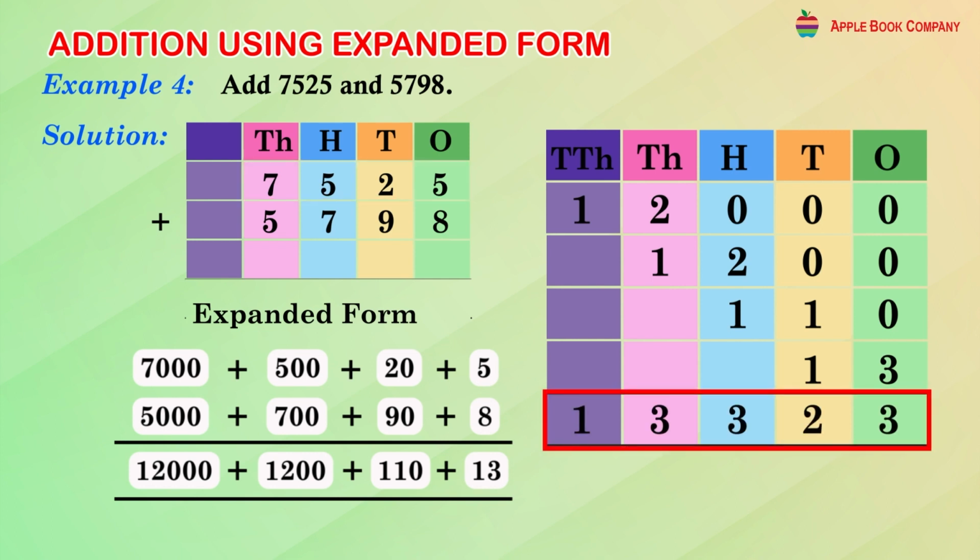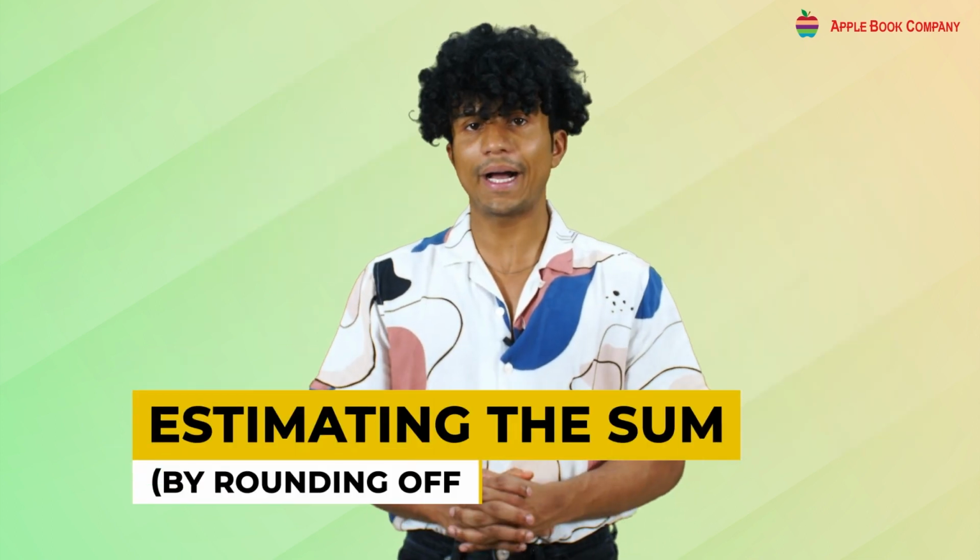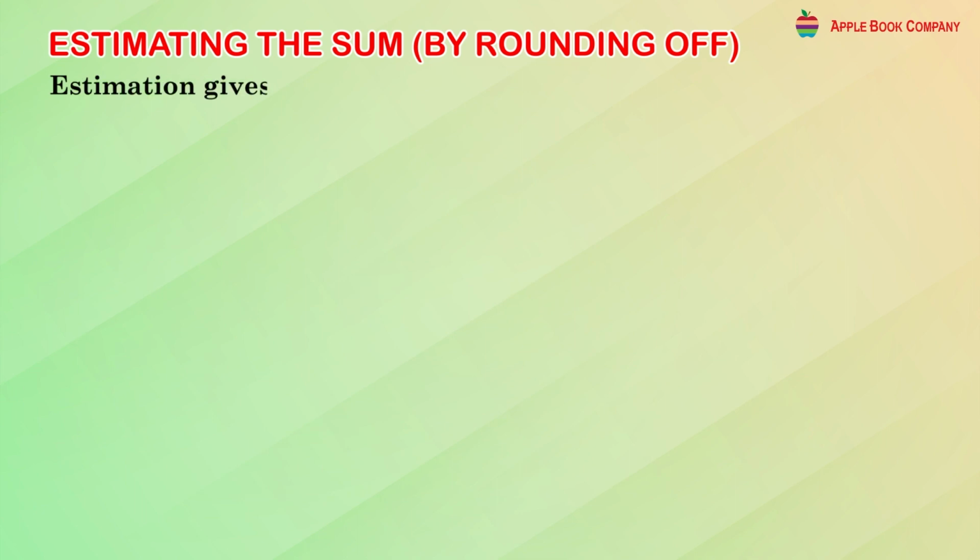13,323. So the total of 7,525 plus 5,798 is equal to 13,323. Estimating the sum by rounding it off. Estimating gives us a rough or approximate value of the sum.